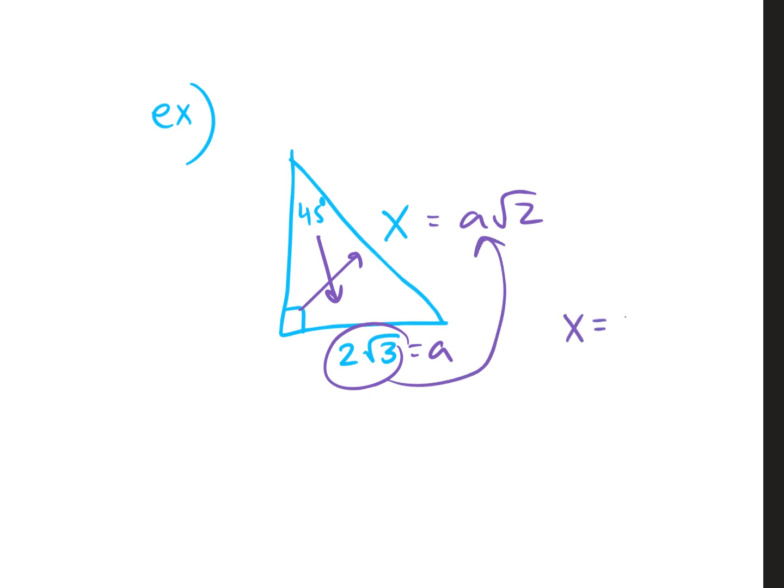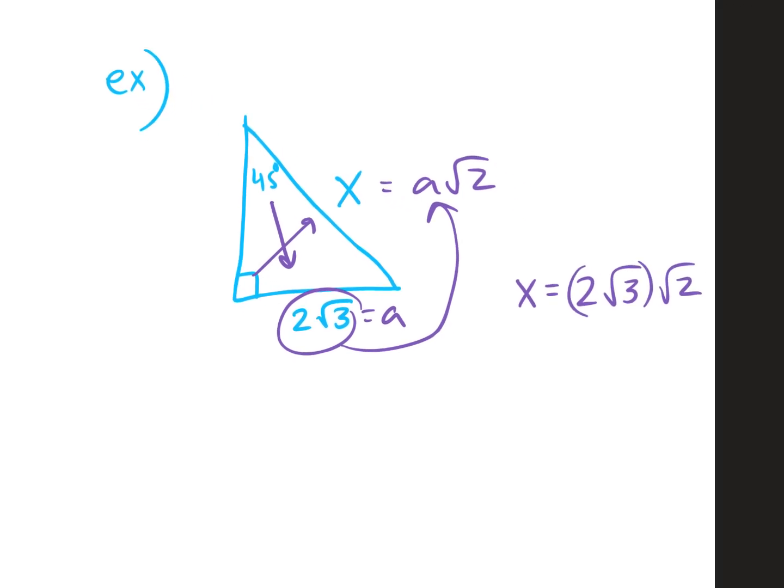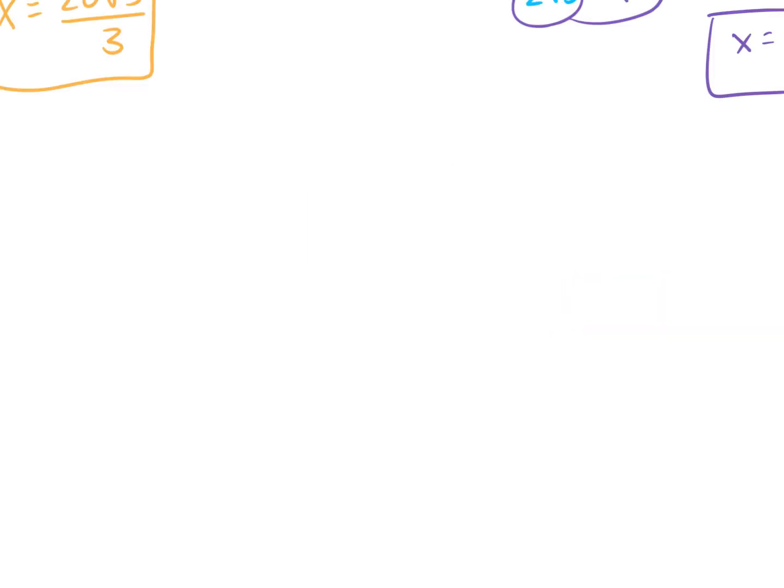So x is equal to 2 square root 3 times square root 2. How do I multiply this together? Perfect. I can multiply the radicals together. So if they're both inside, we can multiply them. So we have 2 times square root 6. So that would be our answer for x.